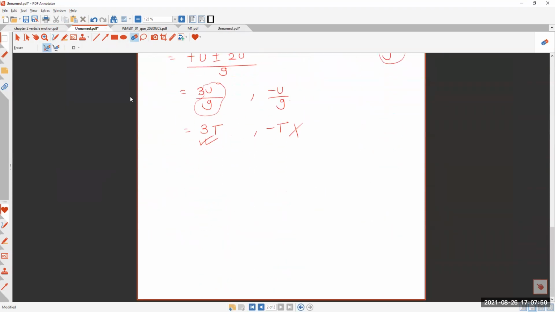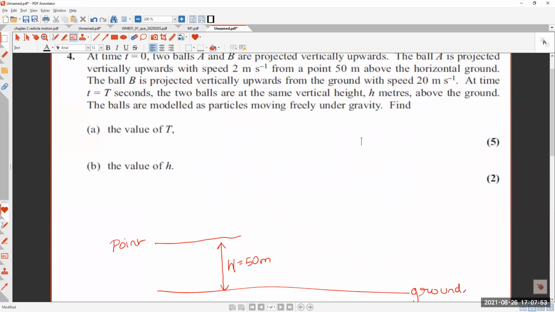Where did I copy paste it? Oh, I started a new file. Whatever.